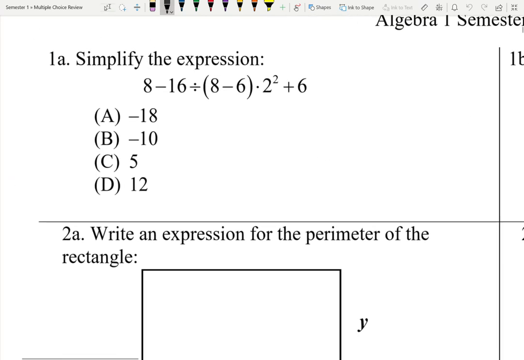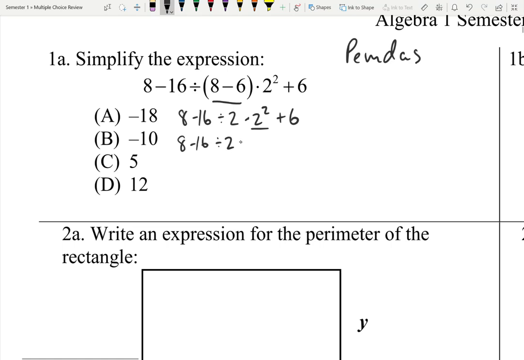Our first problem is an order of operations problem, so we need to follow our order of operations, which is PEMDAS. So 8 minus 6 is 2, so we've got 8 minus 16 divided by 2 times 2 squared plus 6. So now we're still following our order of operations. Our next one is exponents. 8 minus 16 divided by 2 times 4 plus 6.